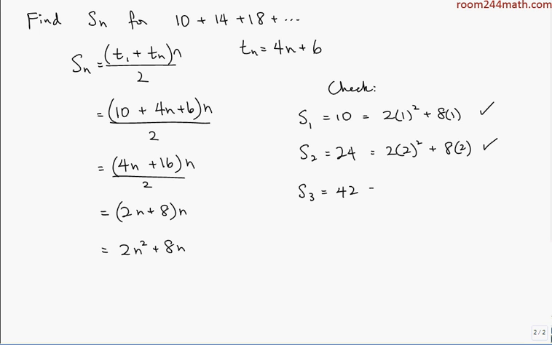Let's do one more. S3, 10 plus 14 plus 18 is 42. So that is 2 times 3 squared, according to our formula, plus 8 times 3. So 2 times 3 squared is 2 times 9, or 18, plus 24 is indeed 42. And now you can use this to find the sum of the first any number of terms. If I said find S40, you could just simply plug 40 into the formula and have a very quick way of finding the sum of the first 40 terms of this series.